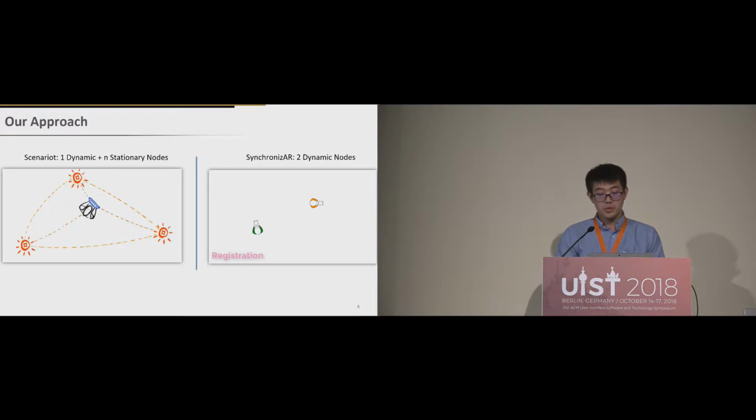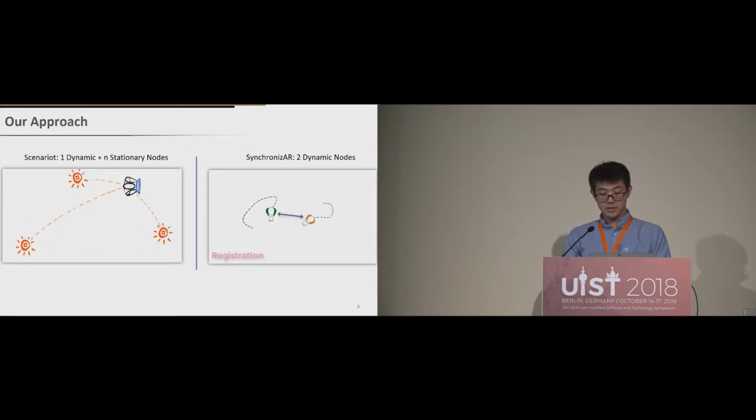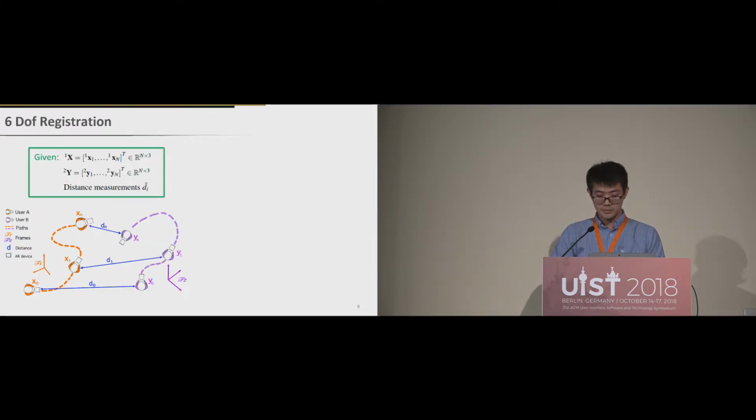So in our previous work, we mainly focused on localizing multiple stationary nodes relative to a dynamic node, which is the user. And in this work, we resolved the localization problem across different dynamic nodes. That means multiple users. We measure the distances between two users while they are moving around. Then we formulate a distance-based optimization to resolve the rigid transformations between two coordinate systems.